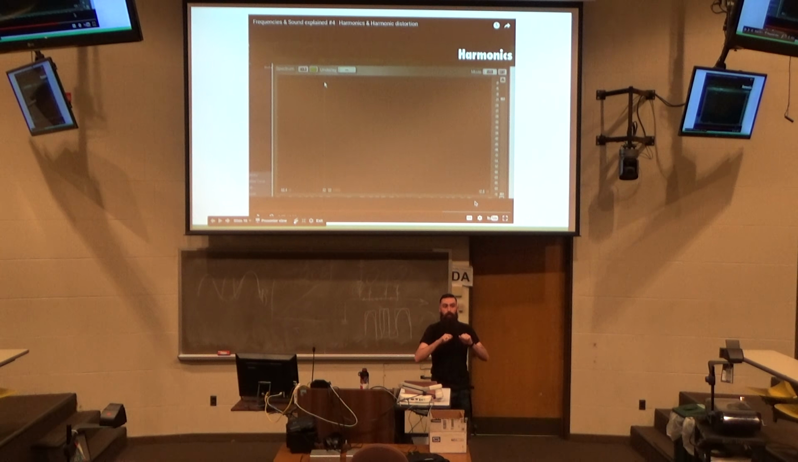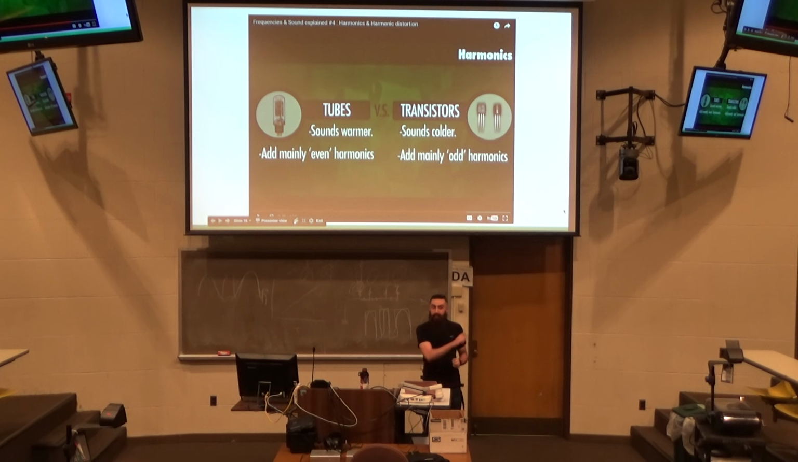here's transistors versus tubes, we mentioned this earlier. Transistors sound colder because they add odd harmonics. Tubes sound warmer because they add even harmonics, and that's just how our ears work. Wait, what? I don't think that's true. Functionally, they're the same, but one changes the sound more.